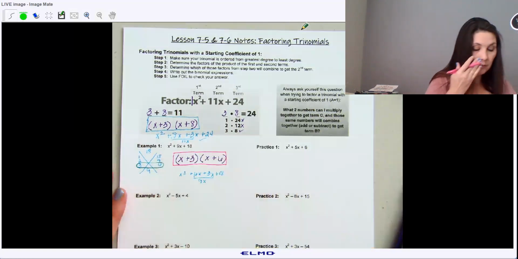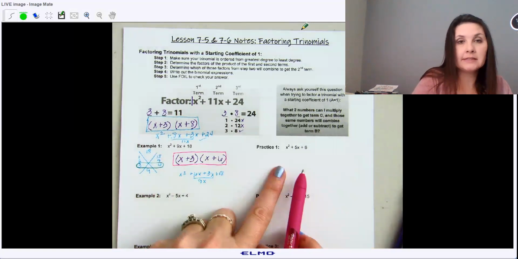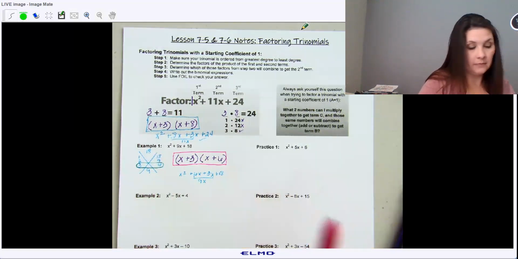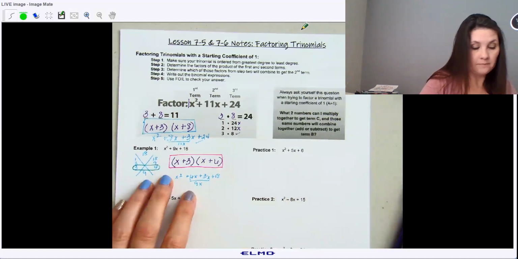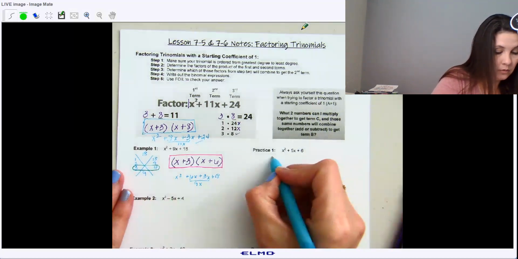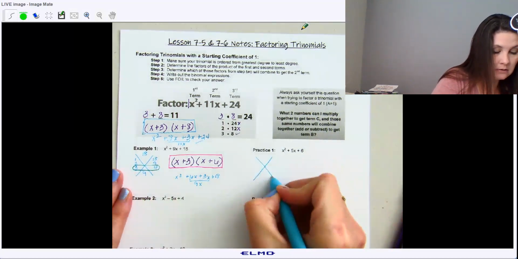Okay, if you want to go ahead and try this one, this is another addition. It's just like the one we did. Okay. All right, here we go. Let's look at this one.